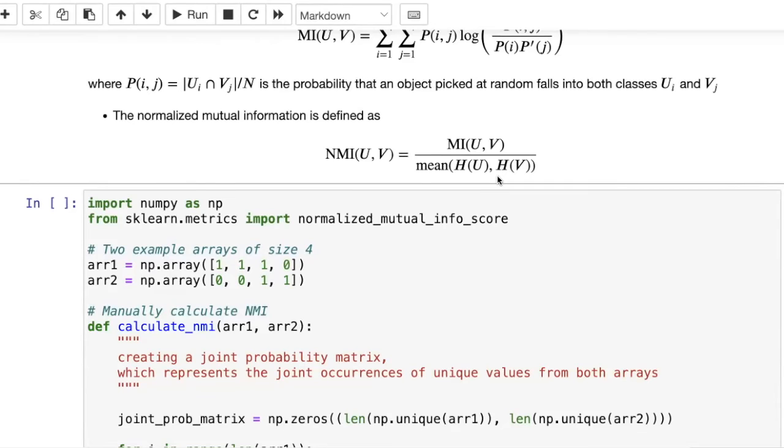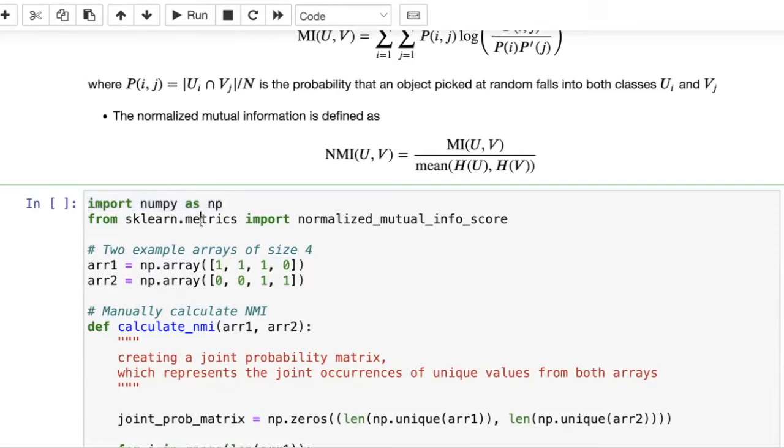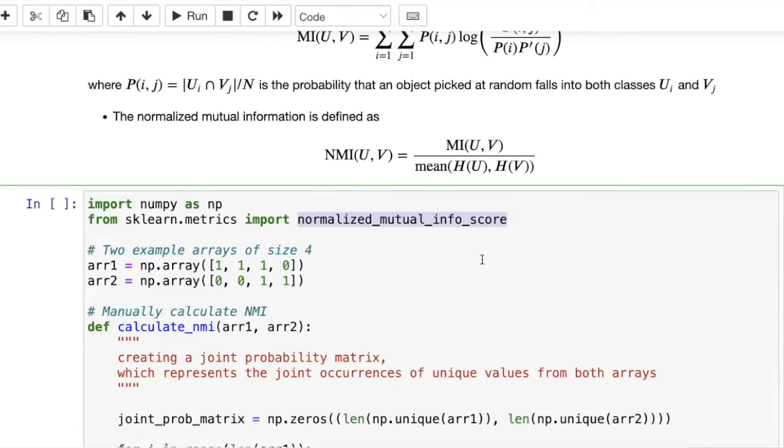So what we want to do here is to implement this from scratch in Python. We have all the tools that we need to implement this. So we're going to start by importing NumPy as np. And then here, I want to also compare my own implementation with Scikit-learn's normalized mutual info score, which is something that you can use. But here, the goal is to really understand how this works and what happens in the background.